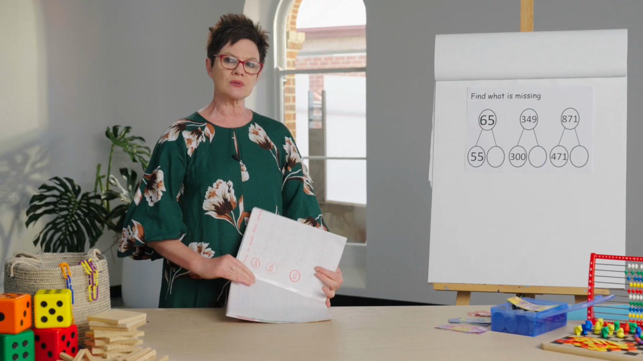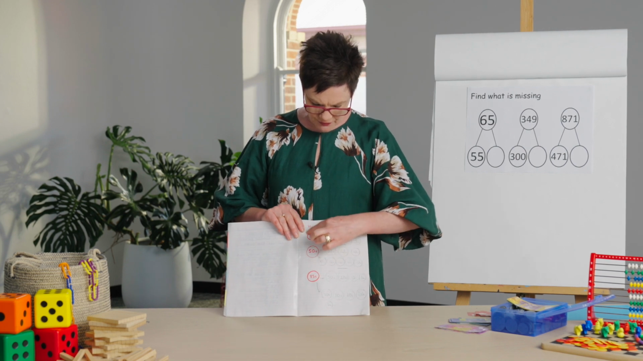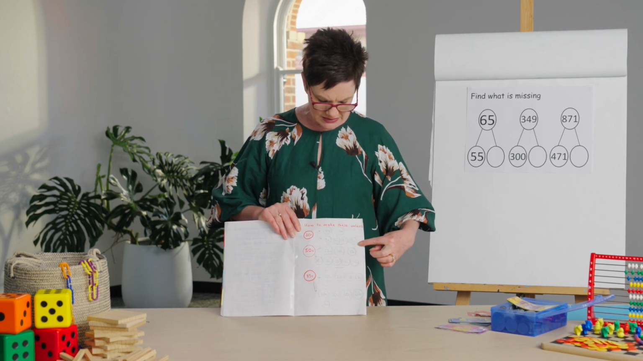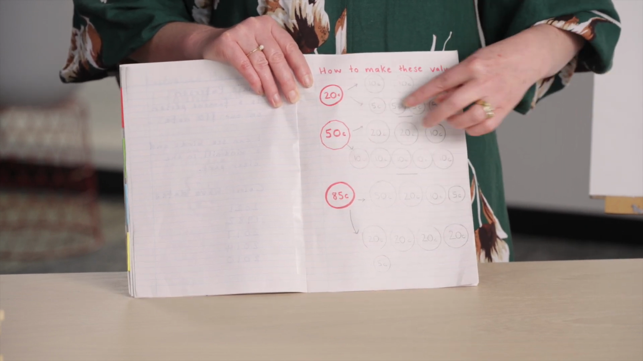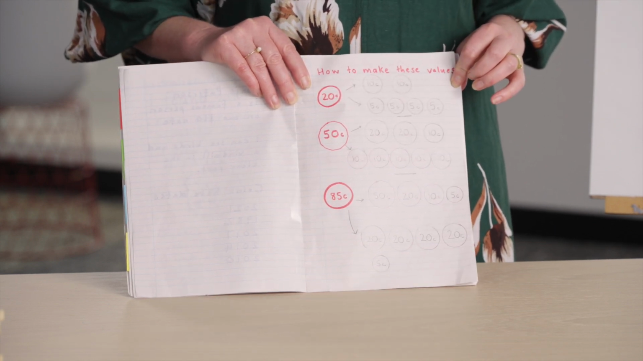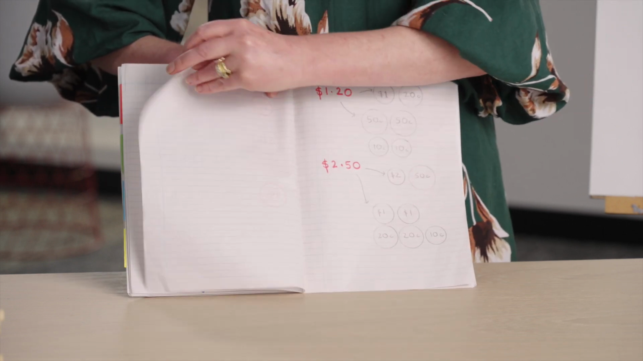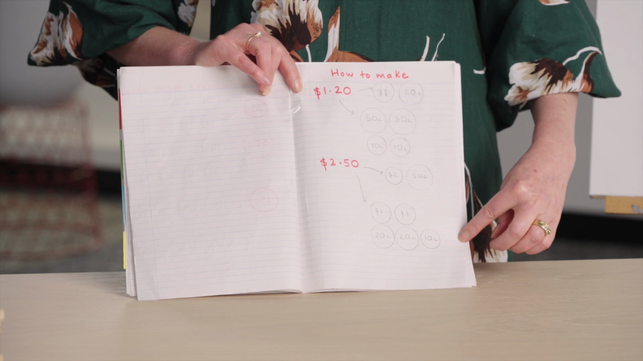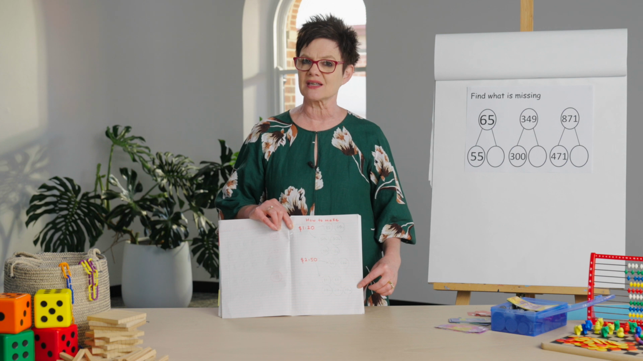How did you go with the learning task last lesson? How to make these values. Remember, we looked at coins and we worked out that we could make the same value with different amounts of coins. So we've got some lovely learning in this learning book and we've been able to trace around the coins to show that 20 cents can be made two different ways. 20 cents, 50 cents, 85, $1.20 and $2.50. I wonder if your learning looks like this.